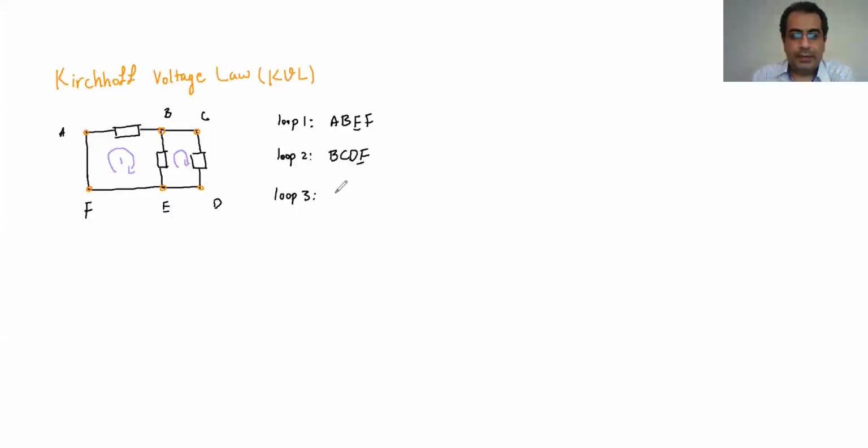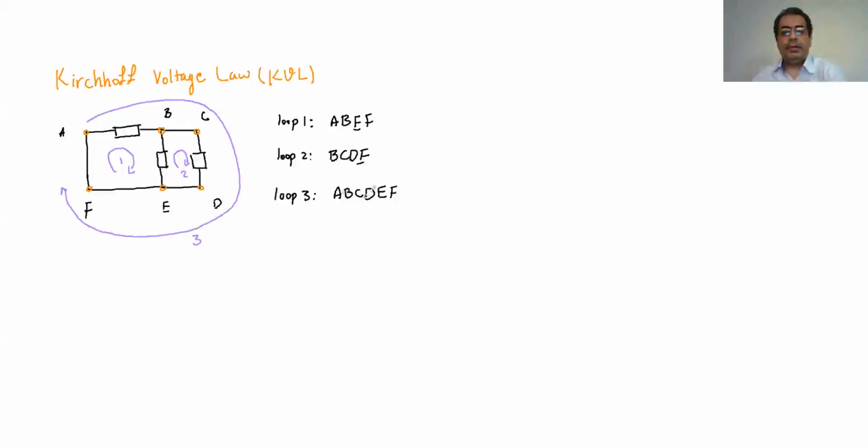And here I can have the third loop, which is going to be A, B, C, D, E, and F. It means that I can start from the point A and go all the way back to the point A. So again, I go from A, B, C, D, E, F, and back to point A. So any closed circuit that you can have, any closed connection of wires and elements, will be considered a loop.